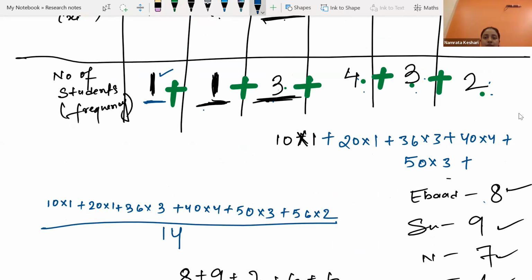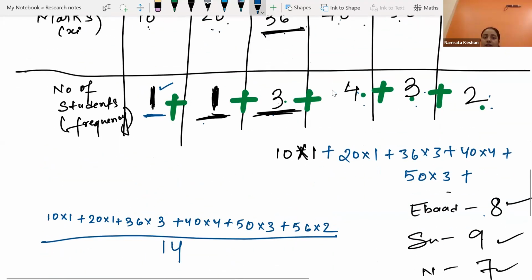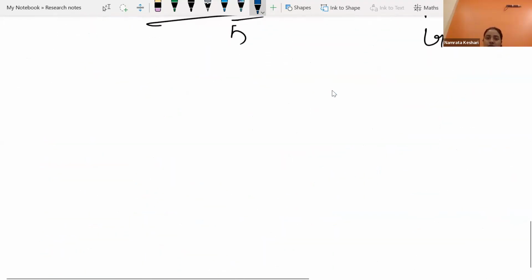Ma'am, can you explain it again? Yes, Noah, you said, can I explain again? Yes. I said that when the data is given in tabular form like this, okay, just a second.